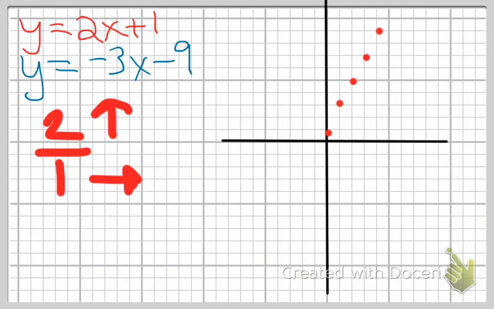From here, we can also go in the opposite direction. So if we go back to our y-intercept, we can go down 2 and left 1, down 2 and left 1. So we have a nice straight line.